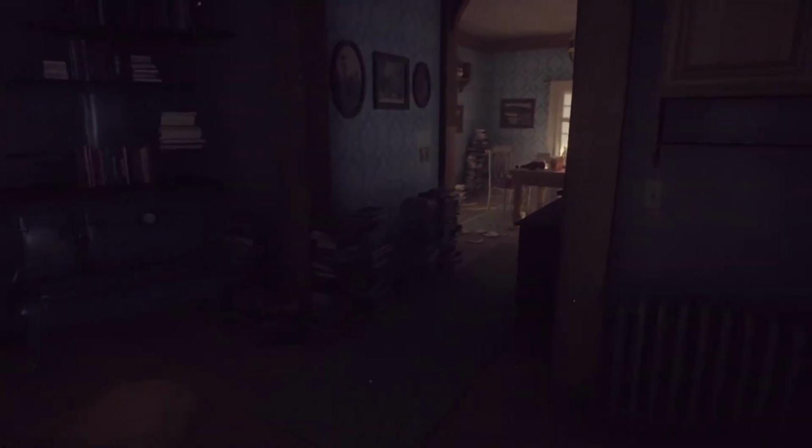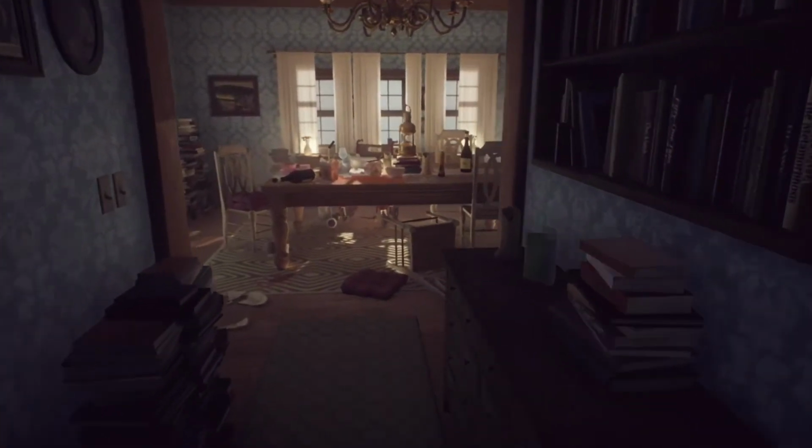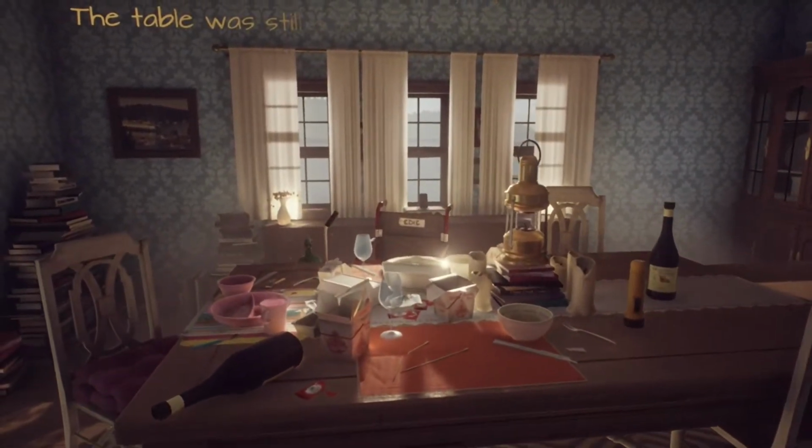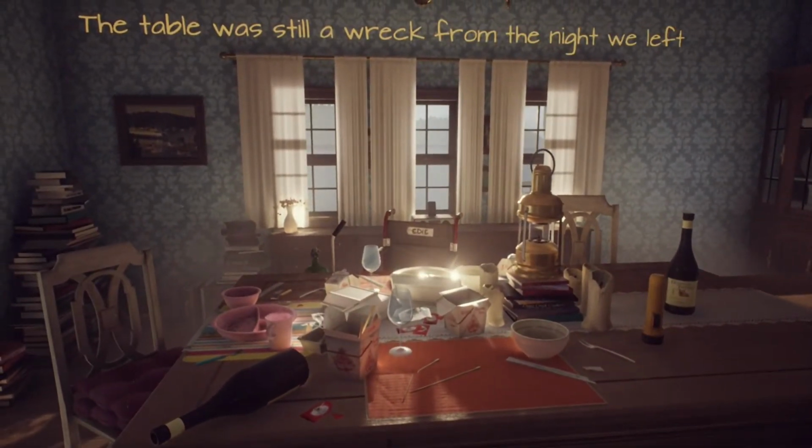Okay, we can either go to the left or go this way. I'm going to go to the left. I want to see what's in what looks like the dining room. Boy, this place looks like something happened.